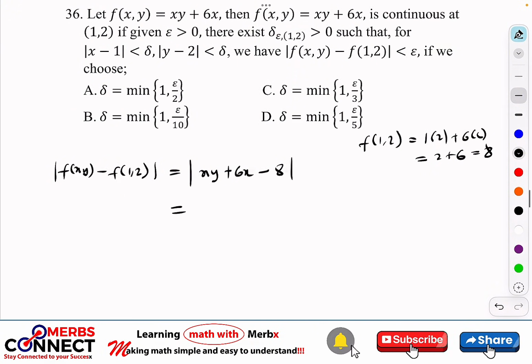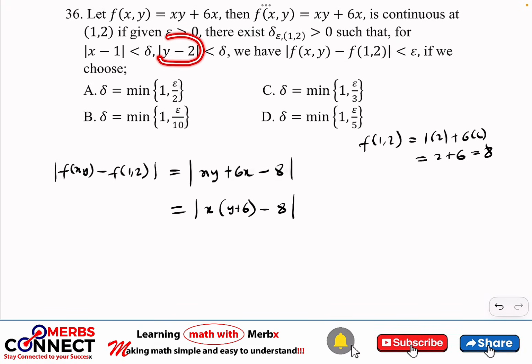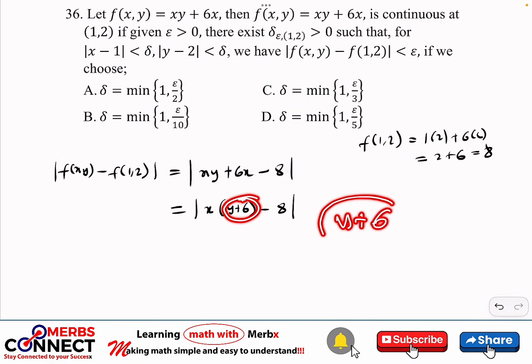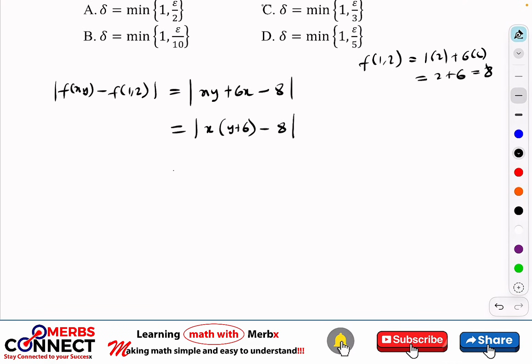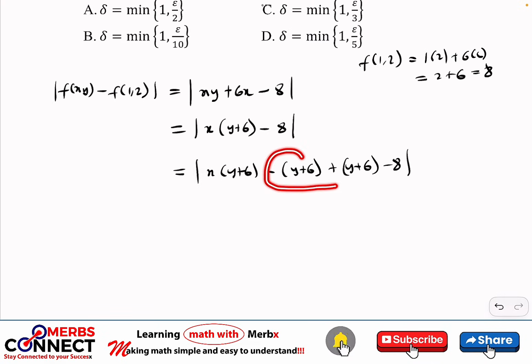Now, one thing about this question is how to do the manipulation, right? If you don't take care, you won't get the right thing. So this is what I'm going to do. I'm going to factor x out and have y plus 6 minus 8. And because I need y minus 2, I'm going to add y plus 6 and subtract y plus 6. So I'm going to have x times (y plus 6) minus (y plus 6) plus (y plus 6) minus 8. So I just added this term, which is 0.